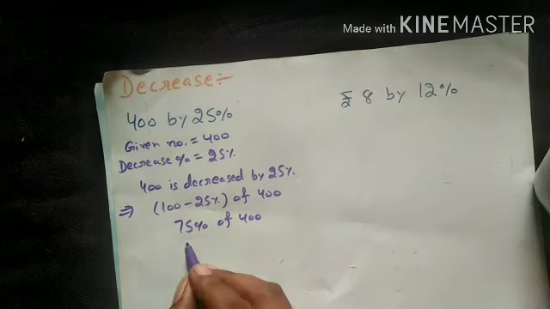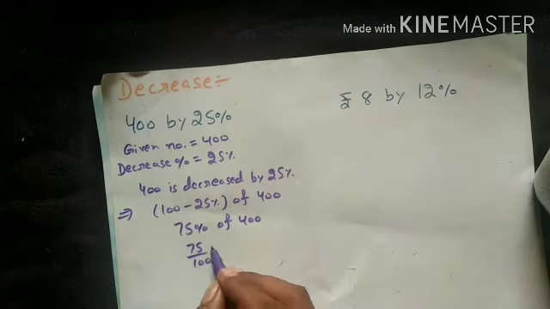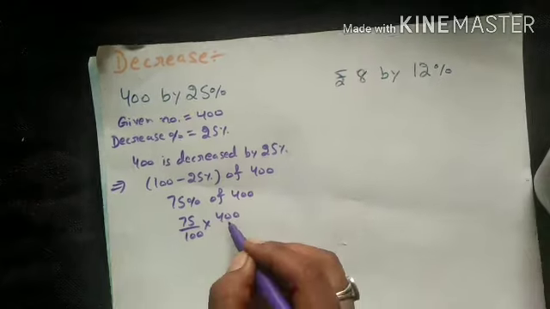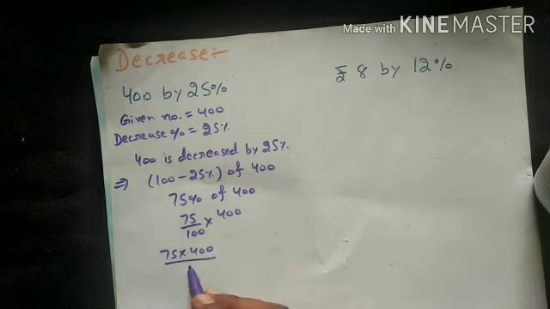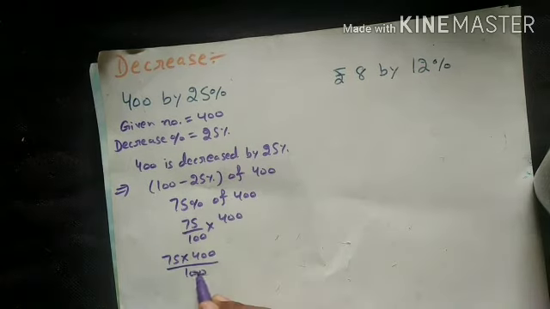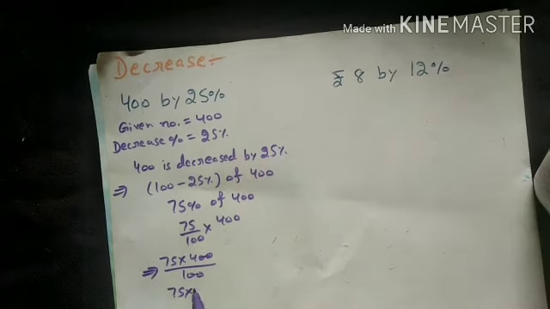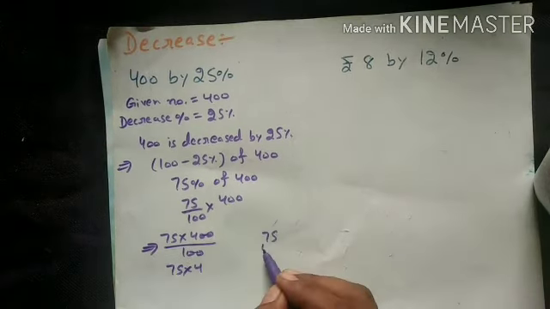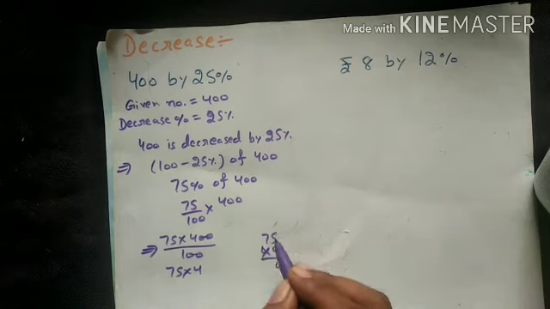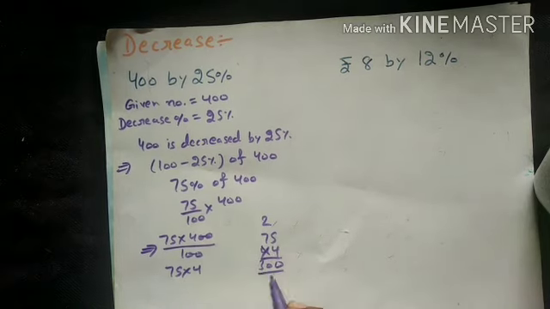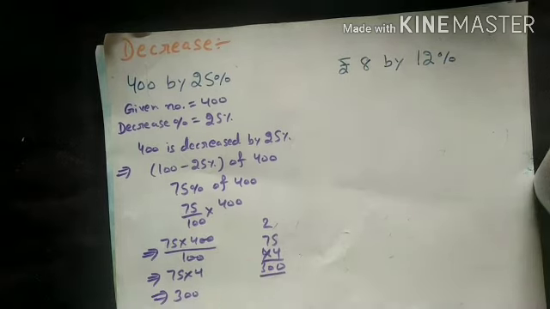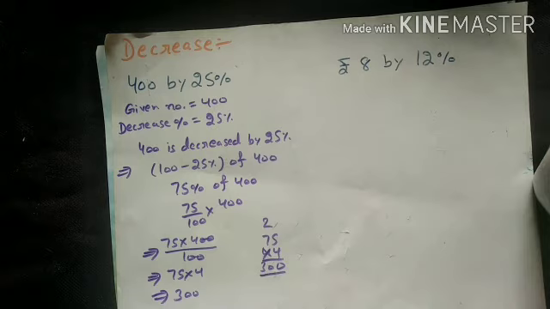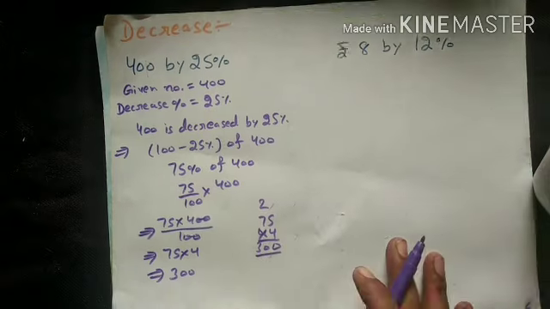Okay student, now 75% means 75 over 100, and "of" means multiplication with 400. Now I will write this again: 75 multiply 400 over 100. Now I cancel 0 with 0. So what are we left with? 75 multiply 4. Now 75 multiply 4 is 300. So when 400 will be decreased by 25%, it will become 300. Okay student, so this is the answer.